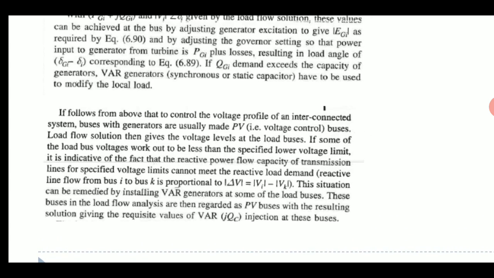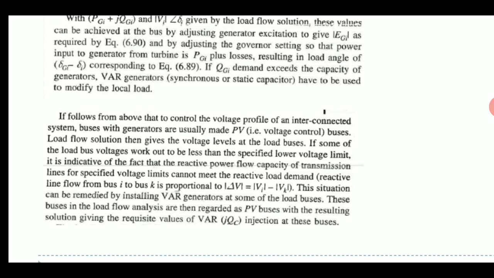In the next paragraph, it follows from the above that for control of the voltage profile of an interconnected system, buses with generators are usually made PV buses. So when we have a controlled reactive power, the bus is considered to be a PV bus. Load flow solution then gives the voltage level at the load buses.